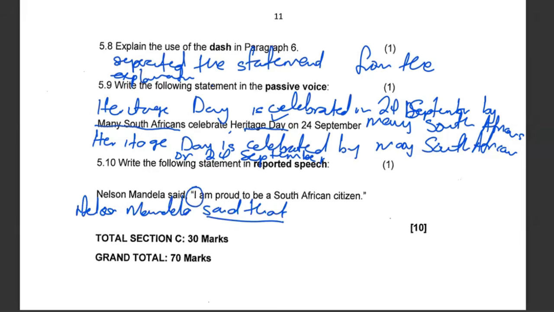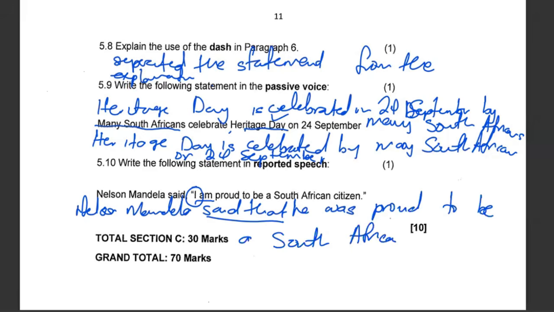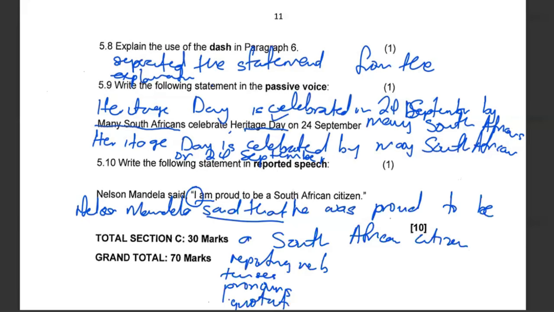I changes and it becomes he. Am goes to the past tense, he was proud to be a South African citizen. Remember, three things change: tenses, pronouns, reporting verb must happen. Also, I believe I'll add on and say quotation marks go off, removed. Then it becomes reported speech.